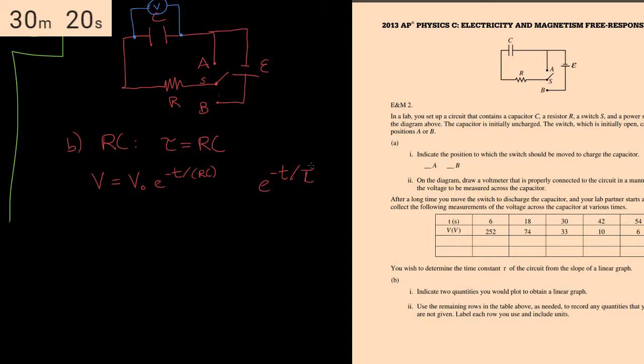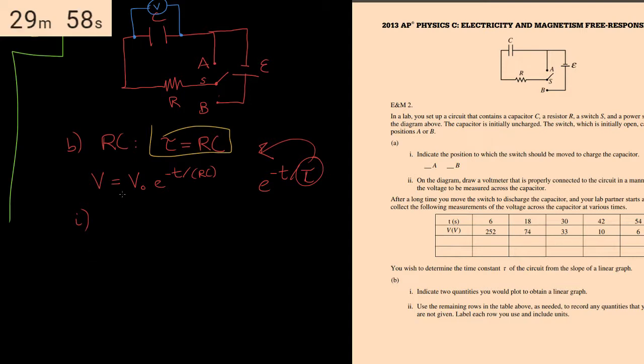So the time constant here is RC. This is something we're going to need to remember throughout the duration of the problem. Time constant is equal to RC, and so we wish to determine this time constant. Part B-I is: indicate two quantities that you would plot to obtain a linear graph.